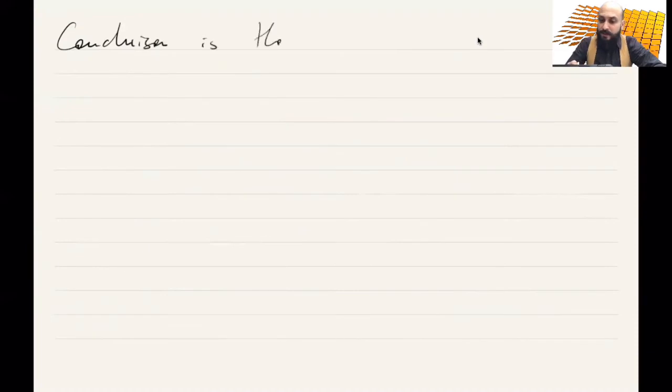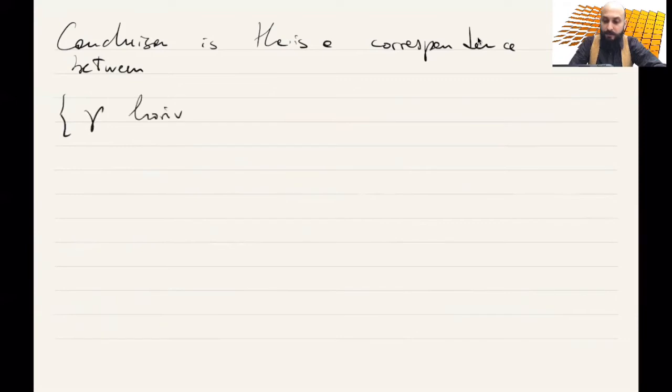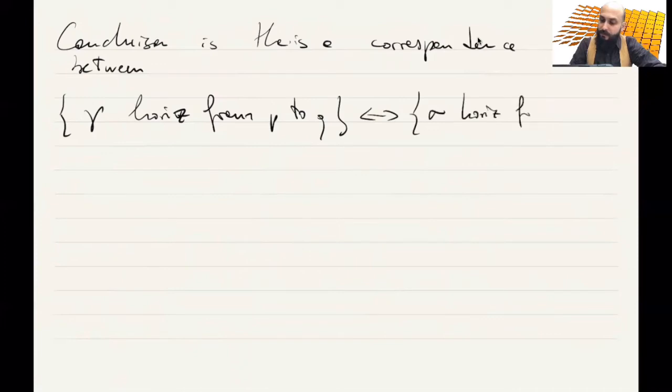is that there is a correspondence between the curves gamma that are horizontal from P to Q and the curves, let's call them sigma, that are horizontal from gP to gQ, that preserves the length.